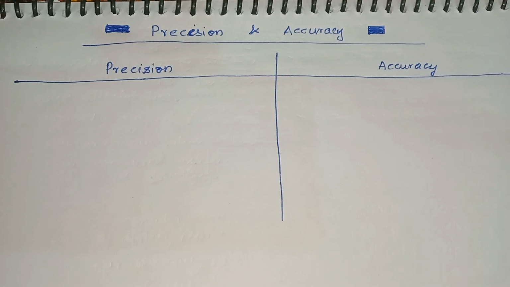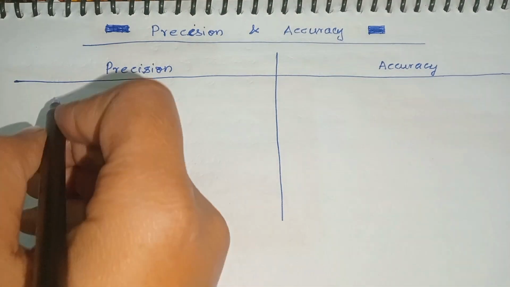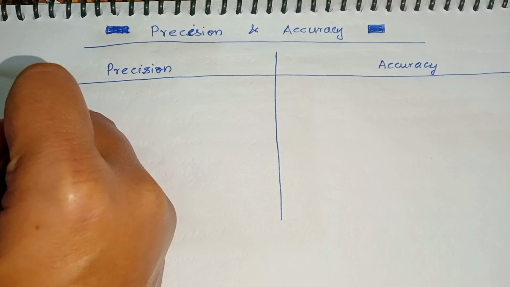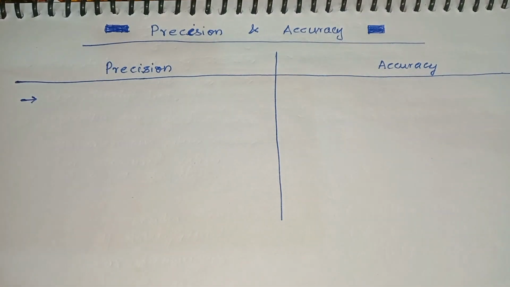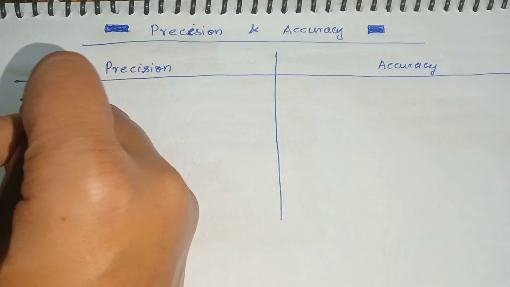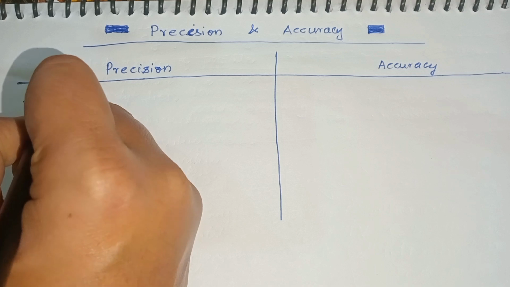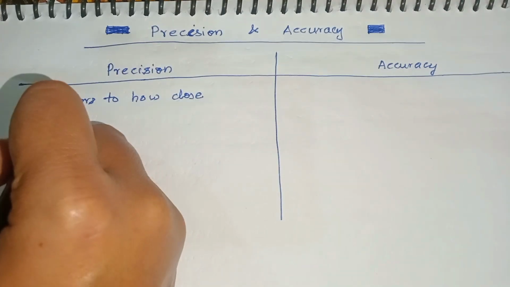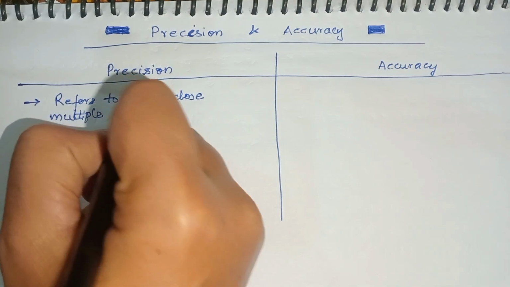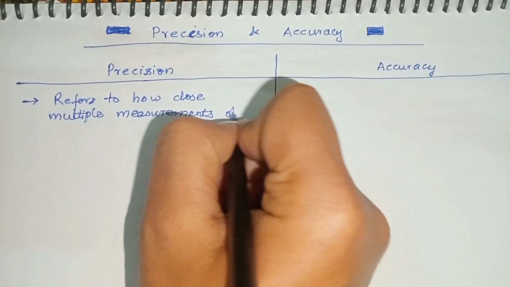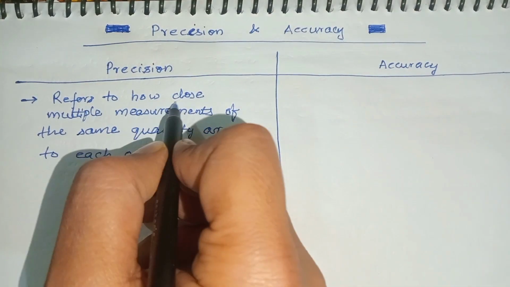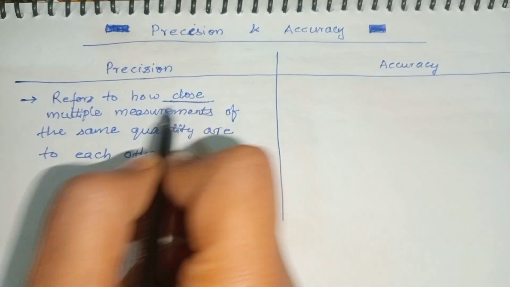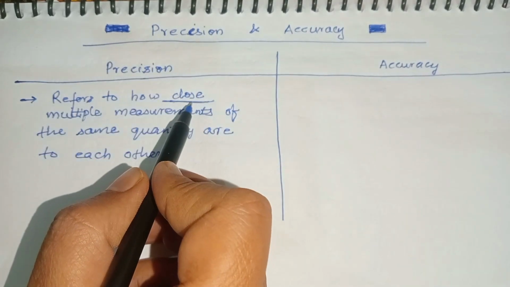Let's start the topic precision and accuracy. Precision refers to how close multiple observations of the same quantity are to each other. Precision means it is a degree of closeness. Clearly, it refers to how close multiple observations or measurements of the same quantity are. Look at this degree of closeness. It means precision is a degree of closeness.